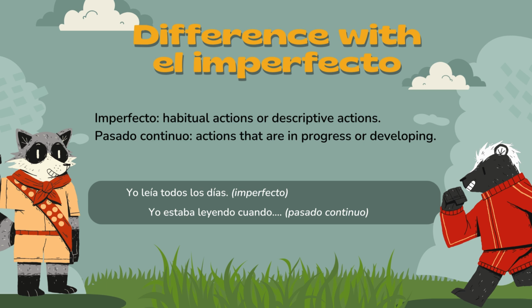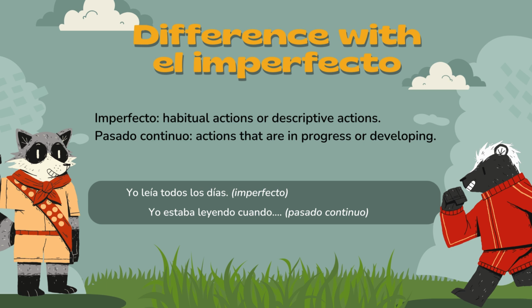And here are some quick examples. We have the imperfecto. Yo leía todos los días. I would read every single day. For pasado continuo, we have yo estaba leyendo cuando, so I was reading when, like, all of a sudden something happened. And this is great to demonstrate that interrupting action. And you can fill in the blank with whatever you want.